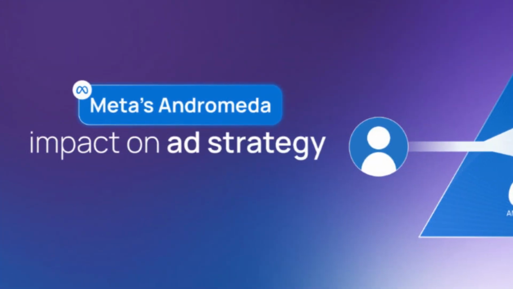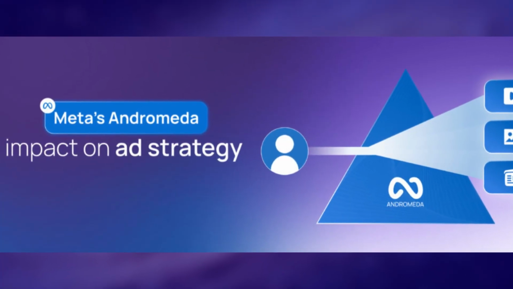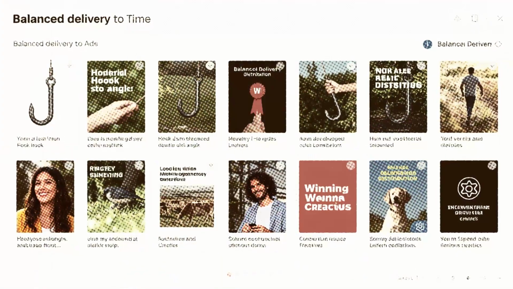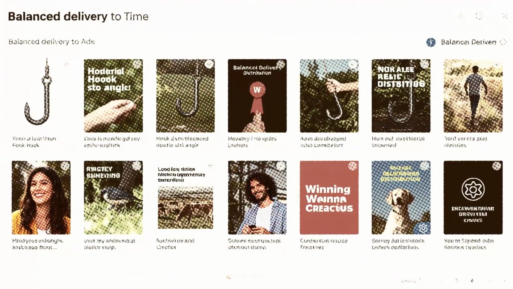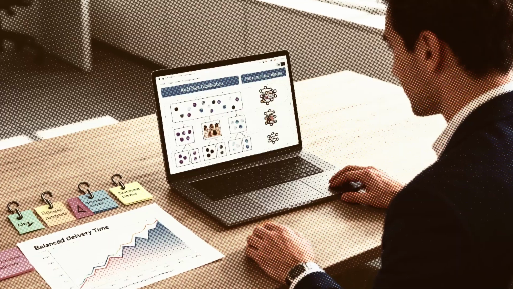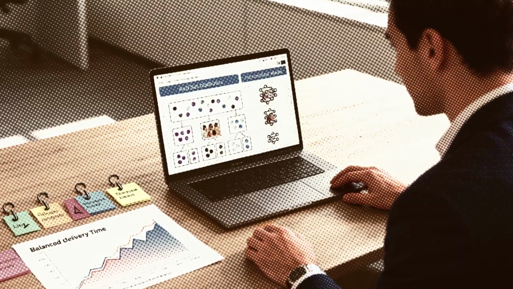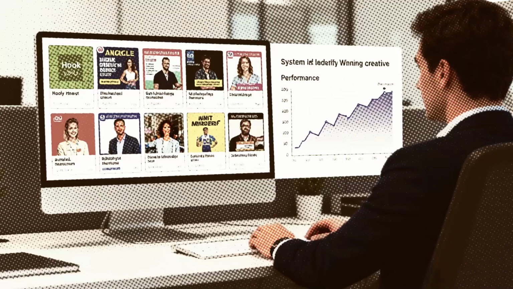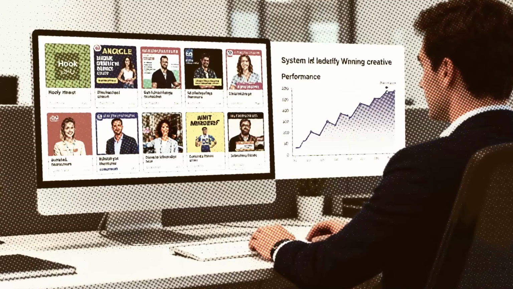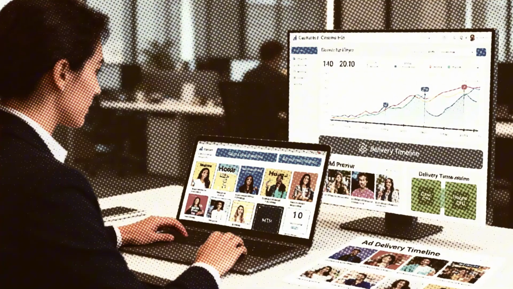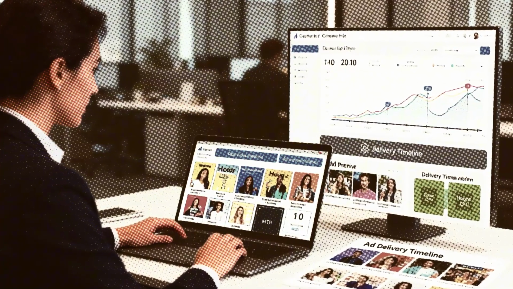Meta's algorithm. To understand flexible ads, you have to understand Andromeda. Andromeda is Meta's newer distribution logic. It fundamentally changed how ad spend gets allocated inside an ad set. Before Andromeda, you could launch 10 creatives inside a single ad set and reasonably expect them to get somewhat balanced delivery over time. You could micro test hooks, angles, thumbnails, headlines, and slowly allow the system to identify a winner. That's not how it works anymore.